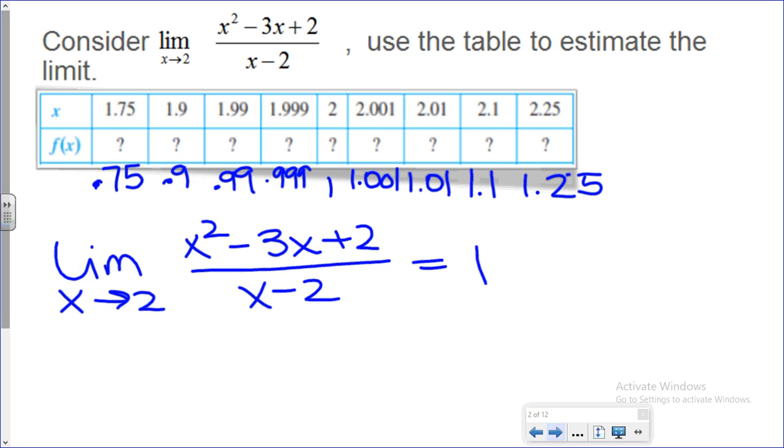Okay, so we can say that the limit equals 1. I apologize for the delay in my board. I don't know. Needs the wireless, right?